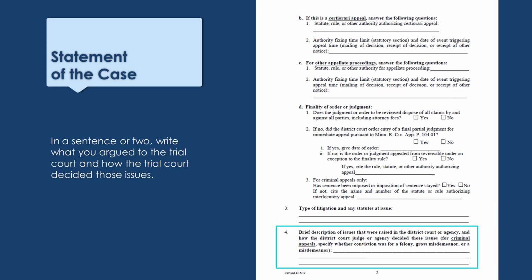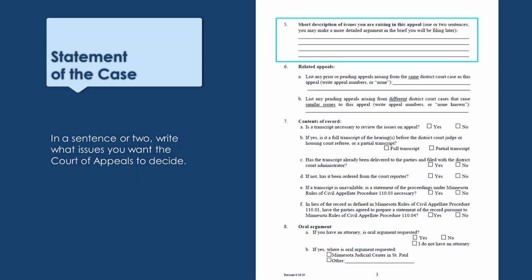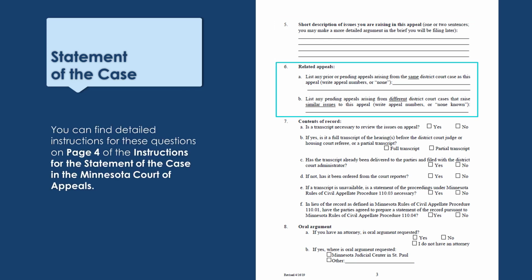Question 4 asks you to give a brief description of the issues that were raised in district court. In other words, you should tell the court in a sentence or two what you argued in the trial court and how those issues were decided in the decision you are appealing. Question 5 asks you to give a short description of the issues you want to raise in this appeal. For questions 4 and 5, remember that these should be short answers. You will have a chance to make a detailed argument later when you file your brief.